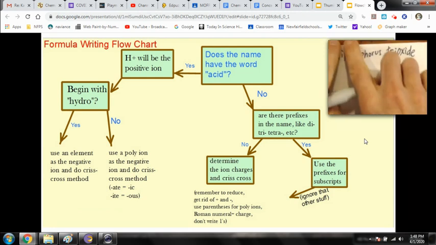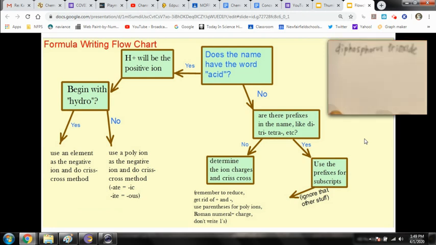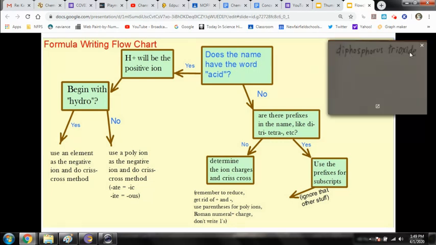We'll start with this wonderful compound here called diphosphorus trioxide. So we'll start right here. This looks like the beginning. And we'll say, hey, does the name have the word acid in it? I don't see acid, so that's a no. Are there prefixes in the name like di, tri, or tetra? Yes, I see a di right there and a tri right next to it. That's right, di and tri.